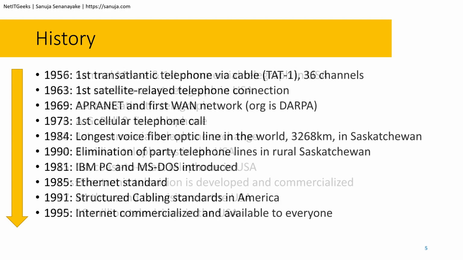In 1956, the first transatlantic telephone line was created. It's called TAT-1. It has 36 channels. I believe, again, it is between the United States and the UK. In 1963, the first satellite relayed telephone connection was developed. And in 1969, ARPANET, which is the first WAN network, was developed by DARPA, the Defense military research institute in the United States. And I think this is a very important milestone for network engineering and structured cabling in IT infrastructure.